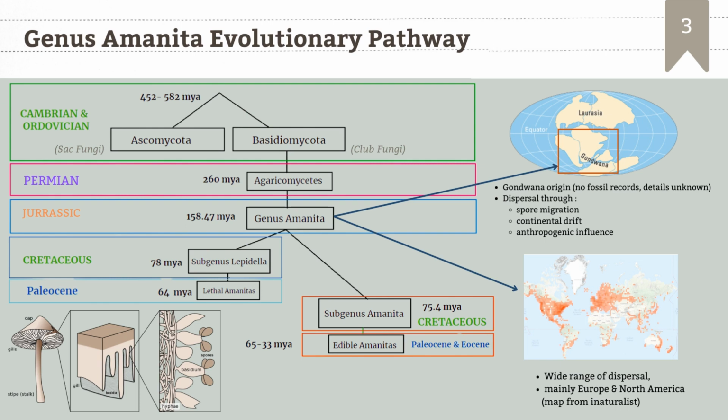So the genus Amanita is hard to determine where it came from. Generally, it's accepted that it has a Gondwana origin based on the host species that it's associated with, like oaks and pines and beeches. But there are no fossil records of this genus, and details remain unknown. A few methods of dispersal that it could have spread out with are spore migration, continental drift, and anthropogenic influence these days, especially.